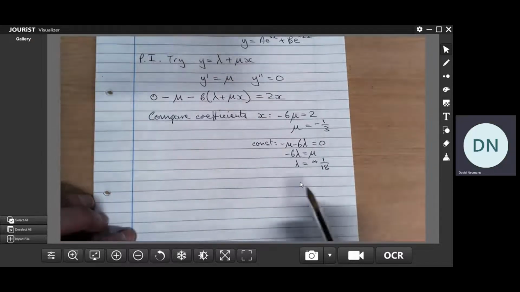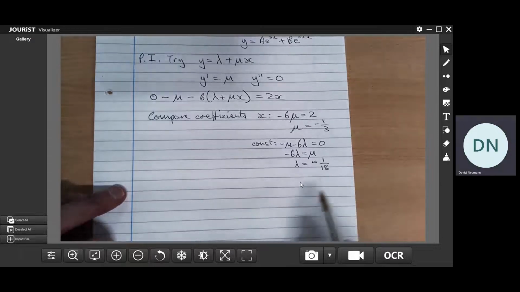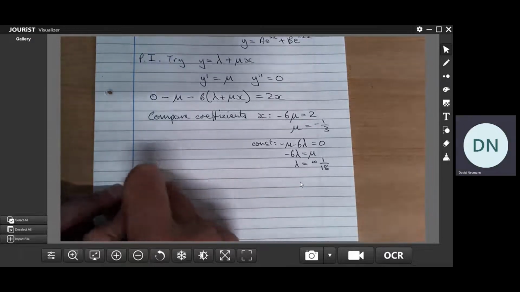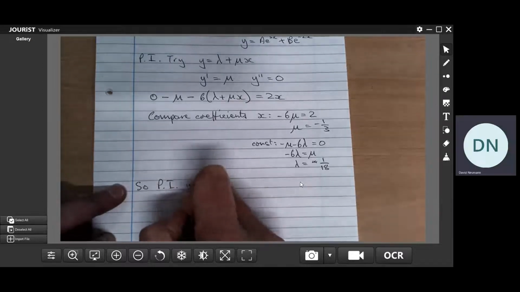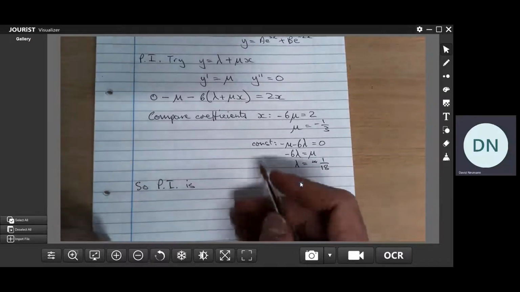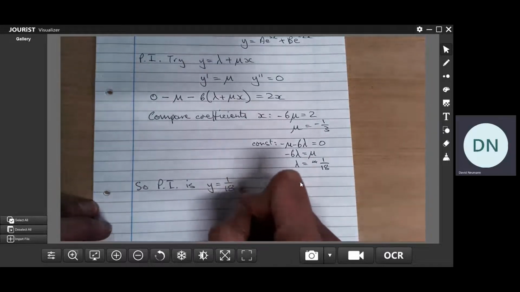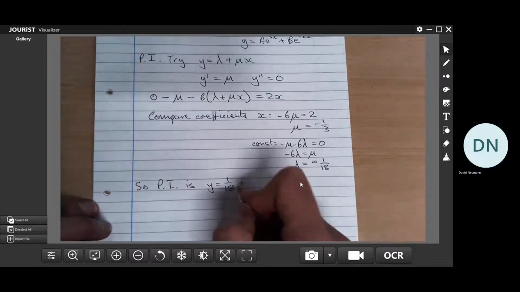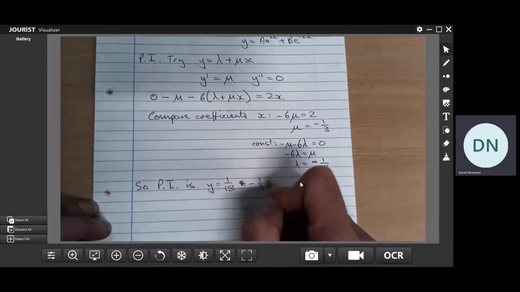So we've got our particular integral now. So PI is, what did we have, lambda, so that's y equals 1 over 18 plus, oh no, sorry, minus, that should be minus a third x.